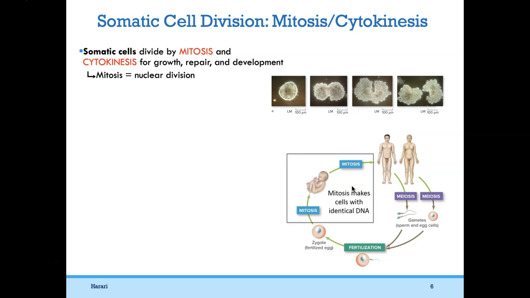There are two parts of the somatic cell cycle: mitosis and cytokinesis. Mitosis refers to division of the nucleus that contains DNA. Cytokinesis refers to division of the cytoplasm. So together with mitosis and cytokinesis, we're going to see how somatic cells divide.